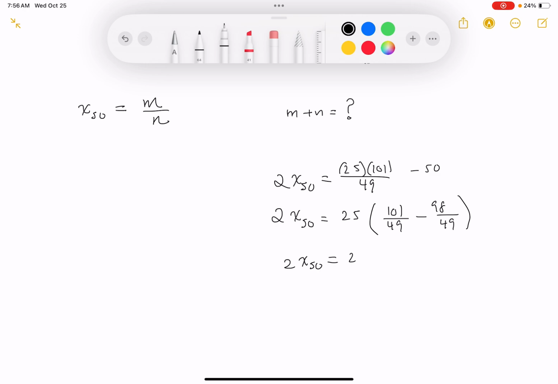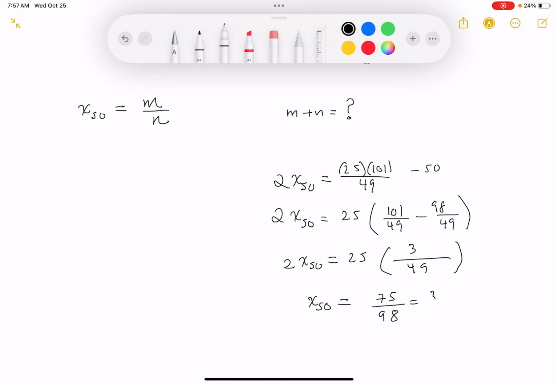All right, so let's see if we can do that. 2x50, 25, count that 49. Kind of nightmare, isn't it? 101 minus 98. That's going to be 3, right? So what do you get over here? x50. Let's see, 75 over 98. 75 over 98. At least I found out what x50 is. So x50 is 75 over 98. And that can't be reduced, by the way.